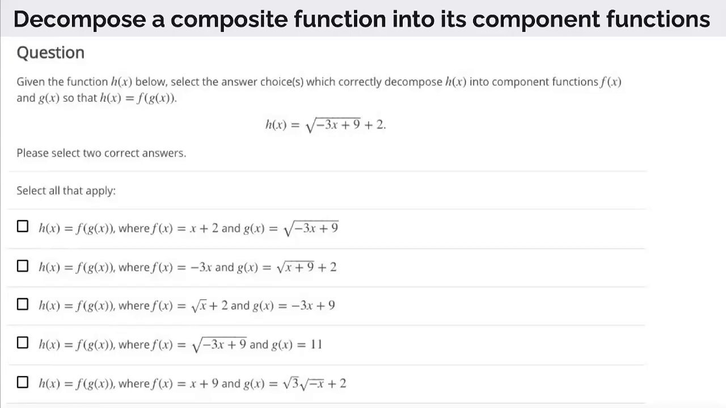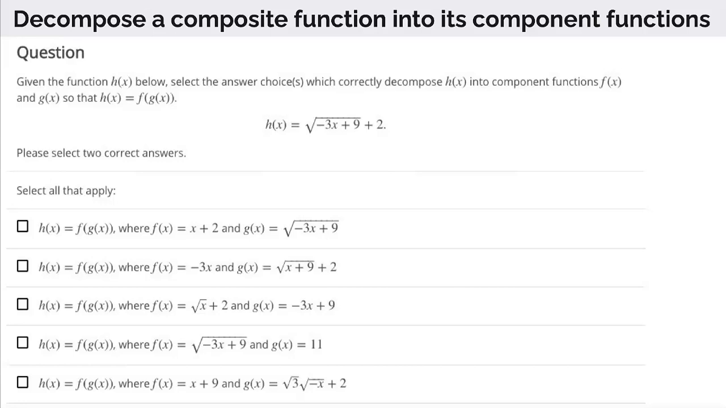Okay, so let's start with one where we're decomposing a composite function. And first of all, this is a really important skill that you'll need in calculus. When you're taking derivatives of composite functions, you'll have to be able to break them down to use what we call the chain rule. So that's part of why we're focusing on this in this section.